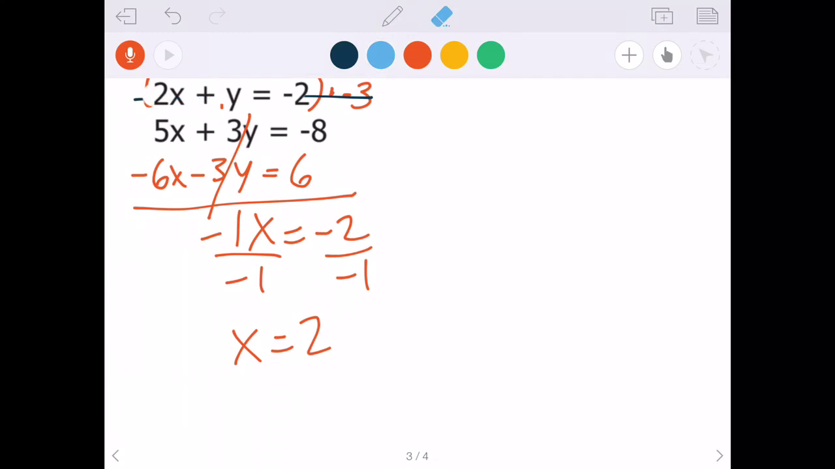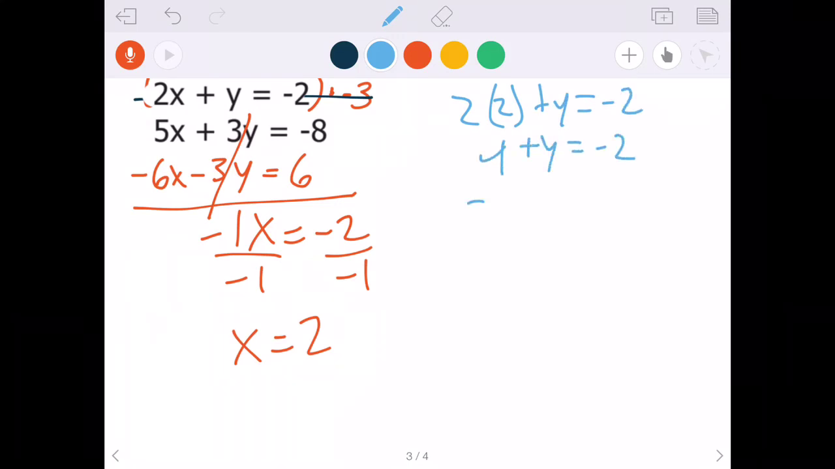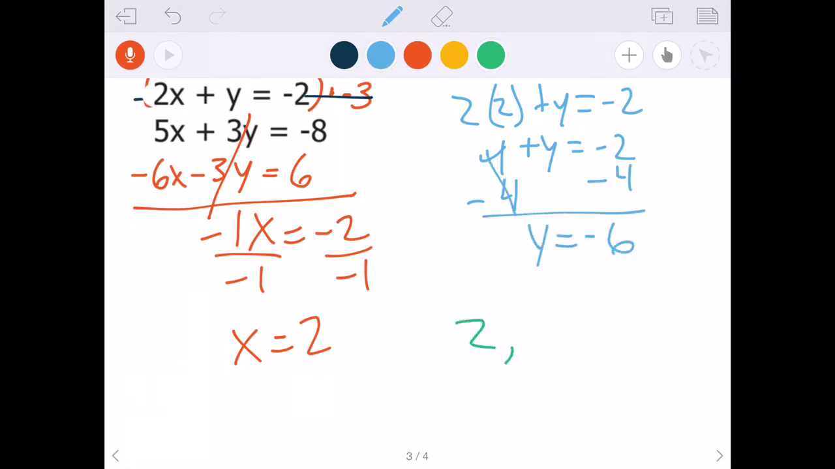So let's see, I'm just going to erase that so I can see what it was. So it was 2x, but now we know x is equal to 2, so I'm going to substitute in 2 plus y equals -2, and now I'm just going to solve. So y is going to equal -6, so your final answer is 2, -6.